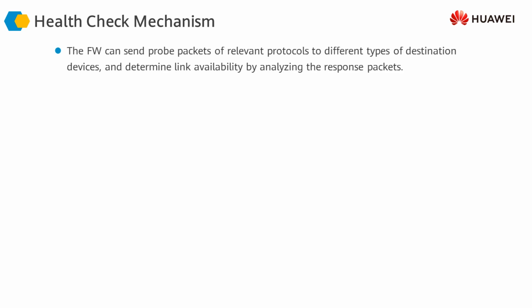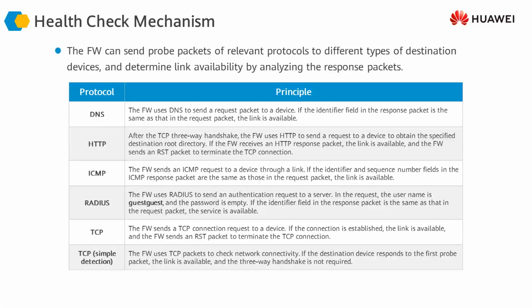How does this health check mechanism work? The firewall can send probe packets of relevant protocols to different types of destination devices and determine link availability by analyzing the response packets. Depending upon the service that we want to check, the firewall sends different types of probe packets to those destinations, and depending upon the response from those destinations, the firewall can detect whether the service is available or not, and if the service is unavailable, the firewall can use alternate paths for reaching the destination. So this is how health check helps us maximize service availability and reach the destination through any of the available links.